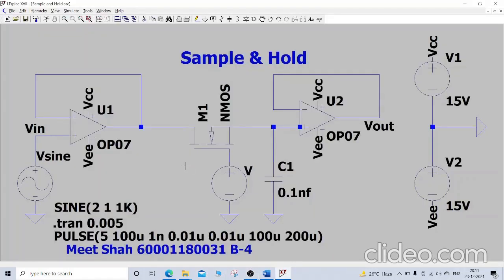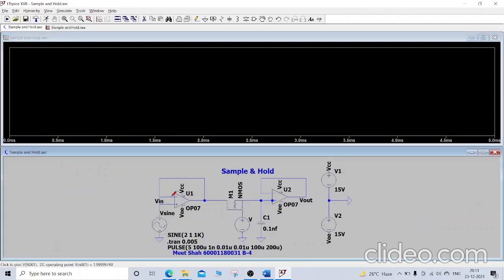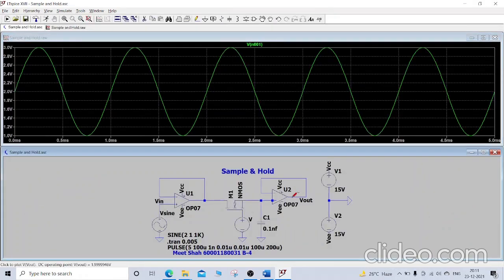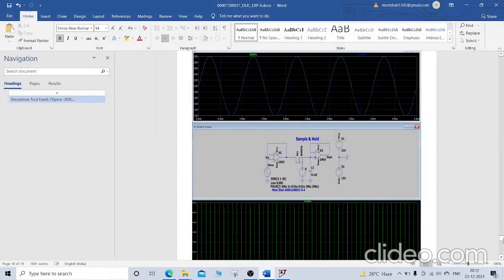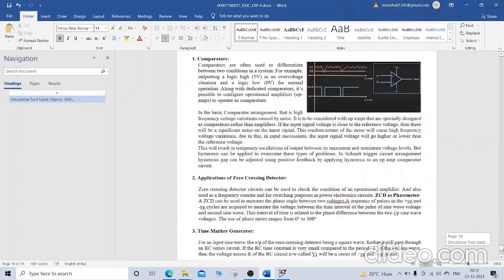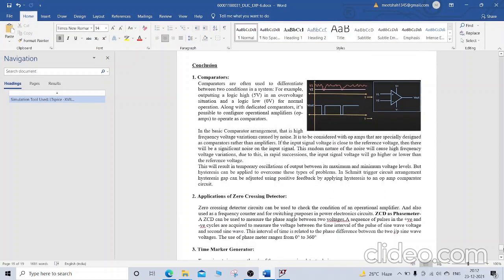Now we see sample and hold circuit. So this is our circuit, and we'll simulate it. So we can see V in and V out. So this is our output for sample and hold circuit. So in conclusion, we can say that for comparators, we'll see the different applications.